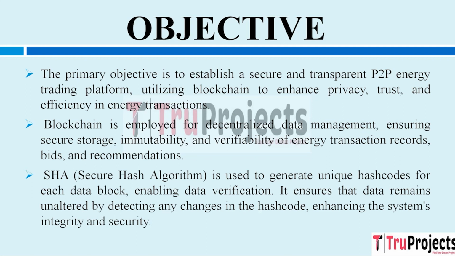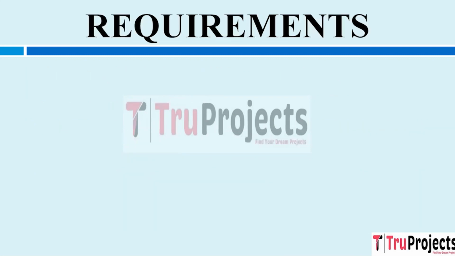The Secure Hash Algorithm (SHA) is applied to generate unique hash codes for each data block, particularly for transaction records. These hash codes serve as a fingerprint for the data, enabling verification and detection of any alterations or unauthorized changes. By utilizing SHA, the project ensures the integrity and security of the stored data in the system.